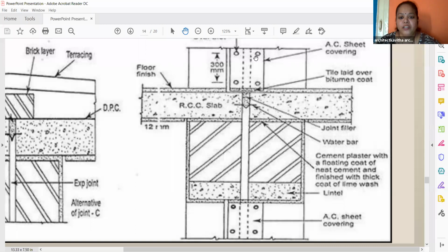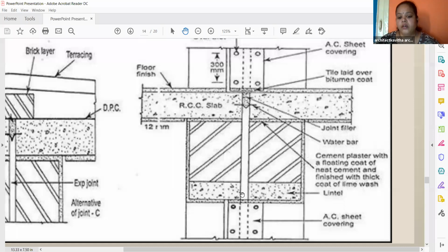You will give bolts. When you're giving this bolt, one side will be screwed properly with round holes, and the other side will be oval. Why oval? Because if there is a movement, even the plate can move. So this is the detail. It will continue in the wall, and it will continue in the roof also, so that the gap is not seen.